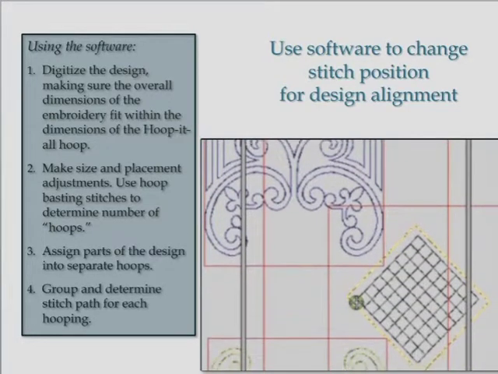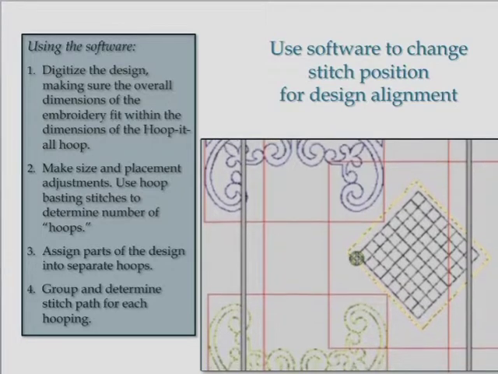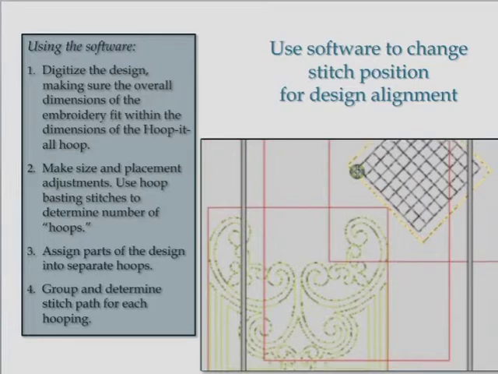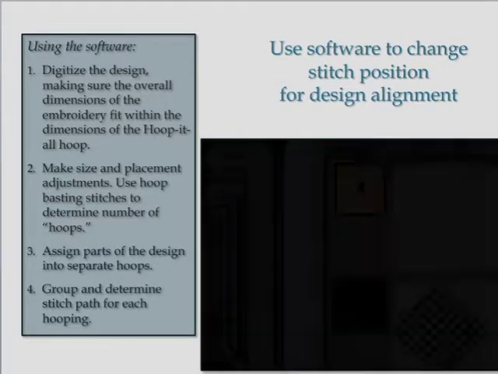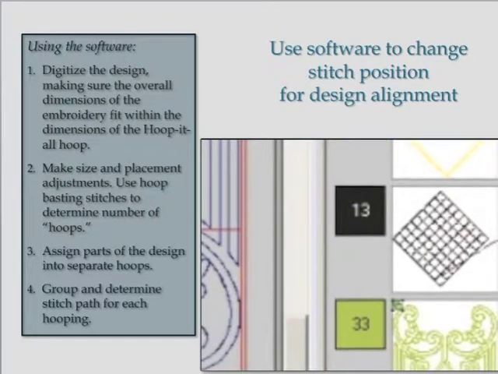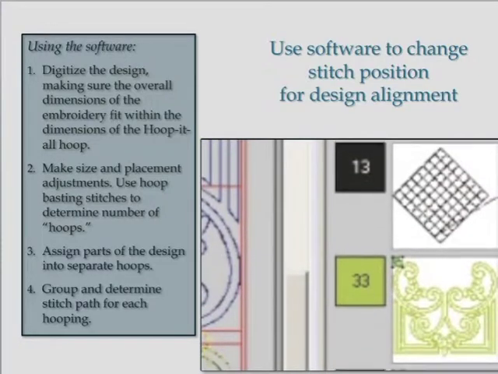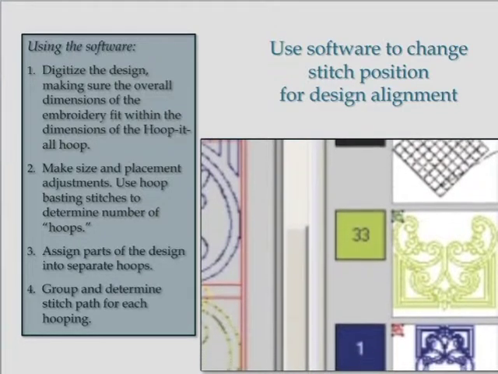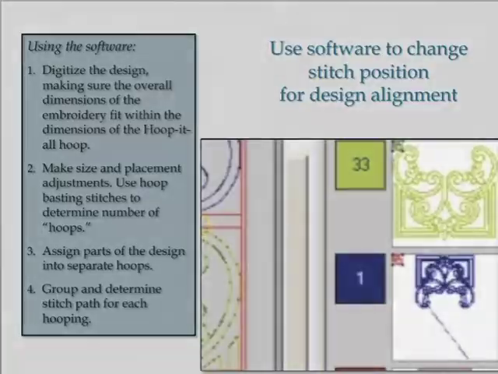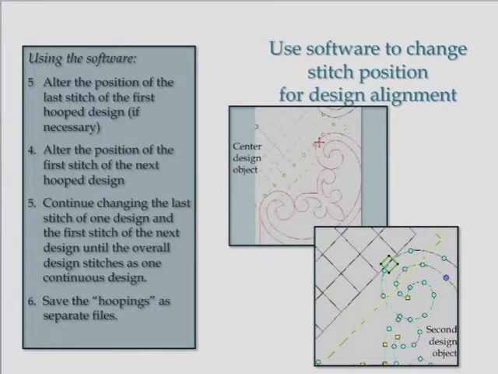For each of the 3 hoopings, the design section was grouped with its hoop basting stitches, and the stitch path was determined by using the software's Blackwork Run tool. The result is 4 design objects, basting stitches around the perimeter of the center grid, the grid design object, and the 2 side objects that touch the center grid. In general, this technique is easier if your designs have defined corners or ends to use for identifying the first stitch and the last stitch placement.